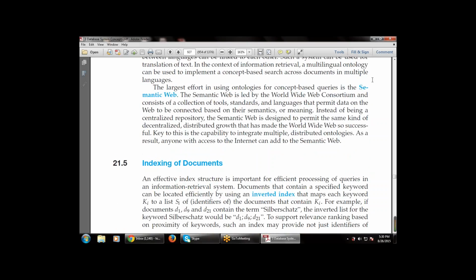Now, how to index the document, that is, how to maintain the indexing in the documents. I'm just coming within 2 minutes.